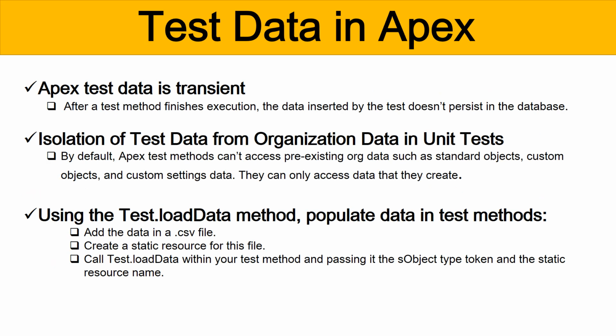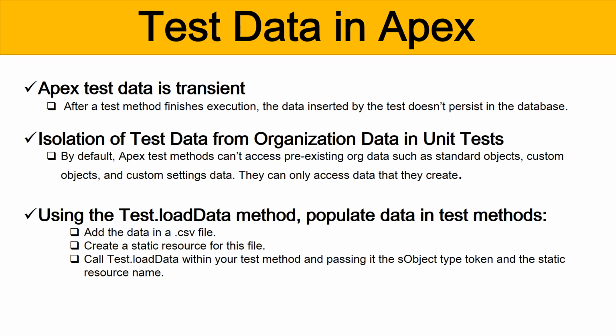Let us talk about the test data in Apex. Apex test data is transient and isn't committed to the database. This means that after a test method finishes execution, the data inserted by the test doesn't persist in the database. As a result, there is no need to delete any test data at the conclusion of a test.